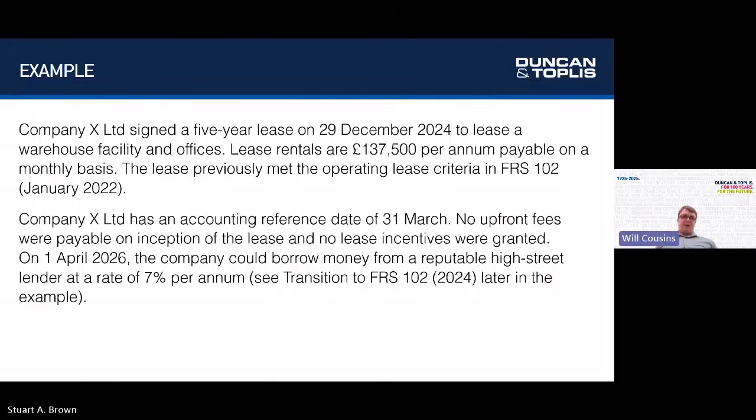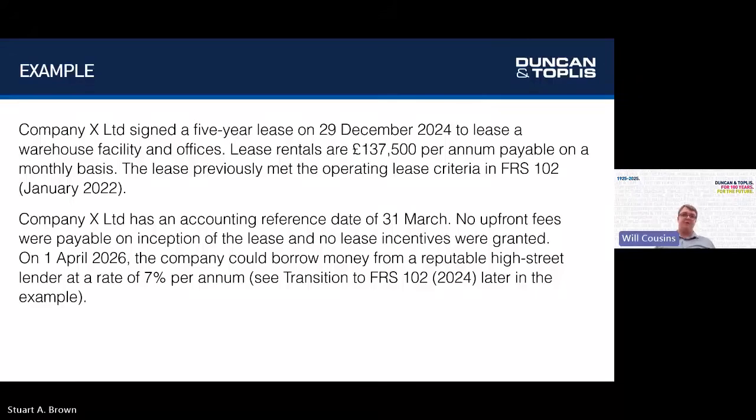So again, as was the case with revenue, we've got an example to quickly run through here for you. In our example, Company X has signed a 5-year lease on the 29th of December 2024 to lease a warehouse facility and offices. The lease rentals are 137,500 per annum, and they're paid monthly.